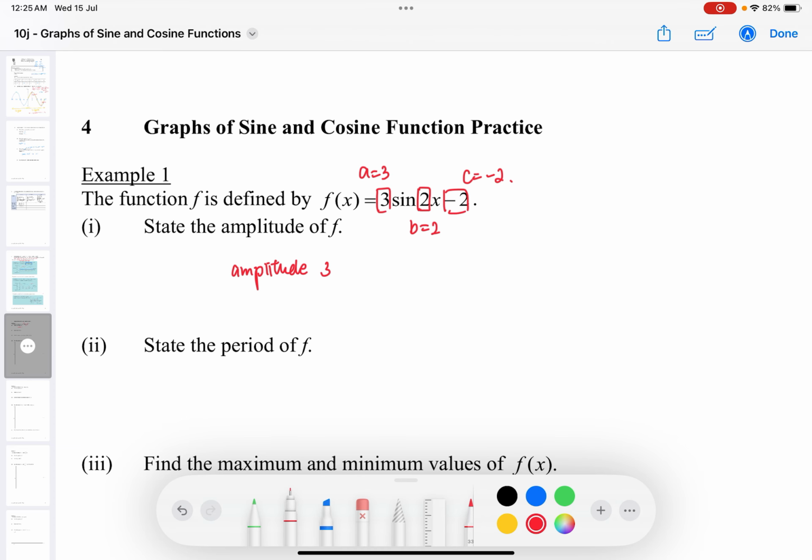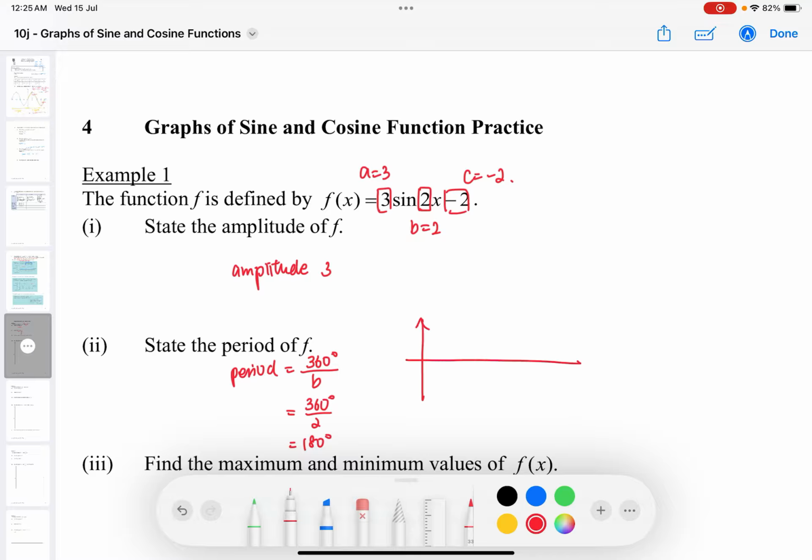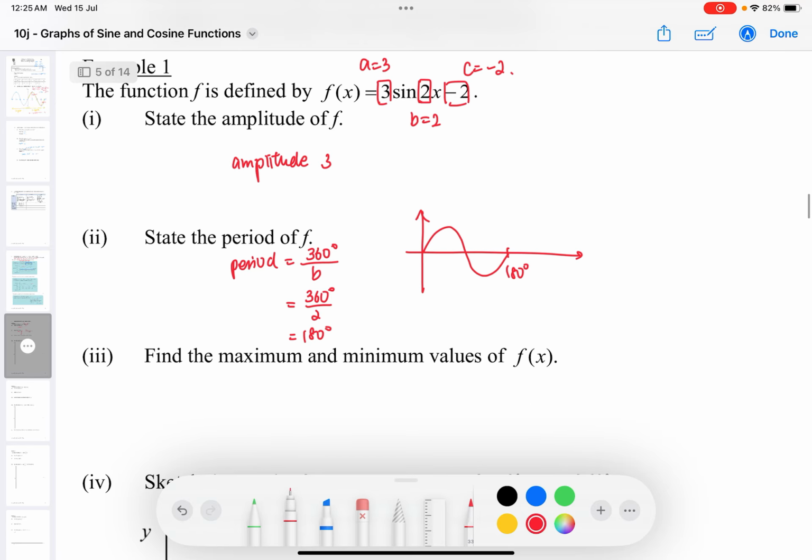Then the period. If you remember the formula, period is given by 360 divided by B. In this case, B is 2, so the period is 180 degrees, which means that one cycle is 180 degrees. That's what is meant by period. Next we look at the maximum and the minimum values of the graph.